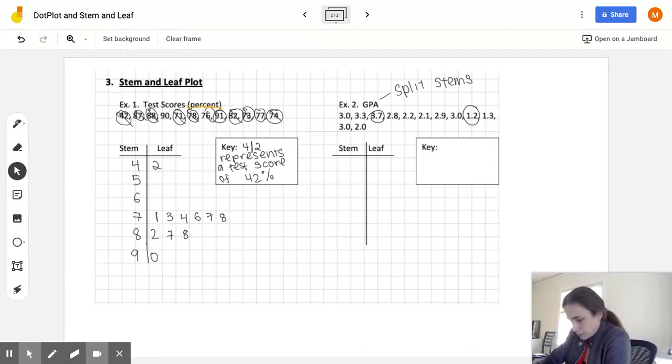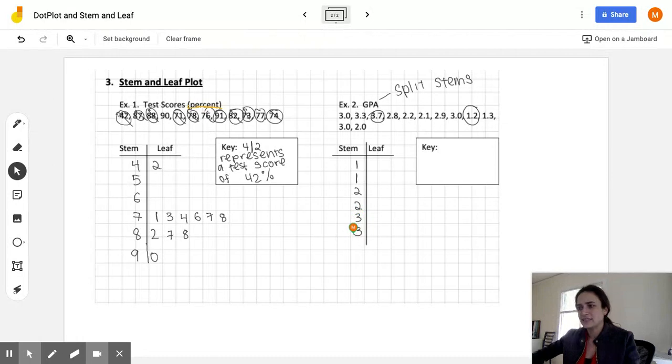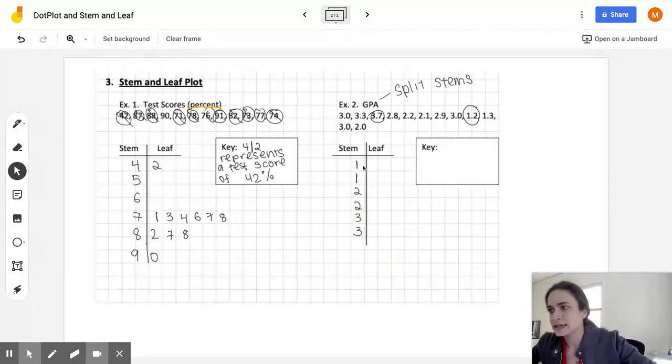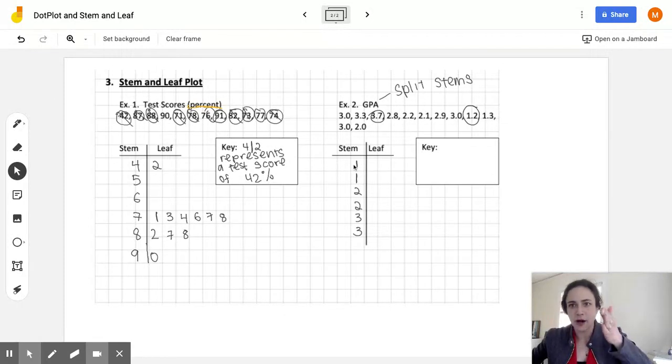Let me just put it up here. So the lowest GPA is in the ones, 1.2. So I'm going to put 1, 1. Then this time I'm going by boxes. Then I'm going to put 2, 2. Then I'm going to put 3, 3. Do you see how I now have 6 stems instead of 3 because I put each one twice? You're literally going to split the data in half. So this one represents a GPA from 1.0 to 1.4, okay?